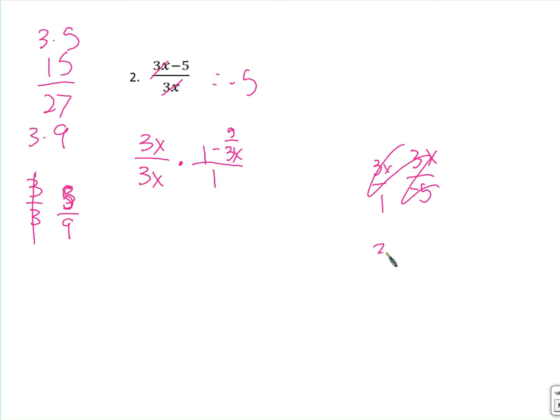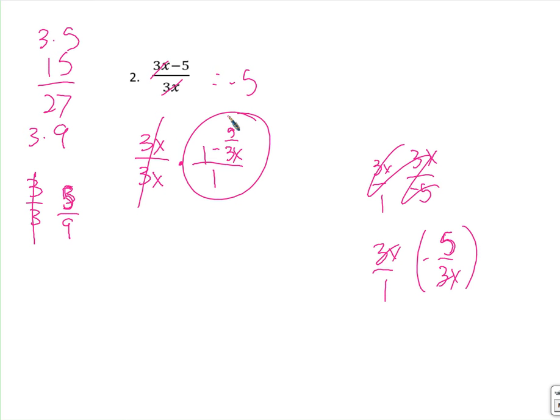Okay, so now I have 3x over 1. This is just me distributing the 3x to here. Times -5 over 3x. Right. Cross cancellation. And we get -5. What's the problem? I mean, this would be our new fraction. How's that look?